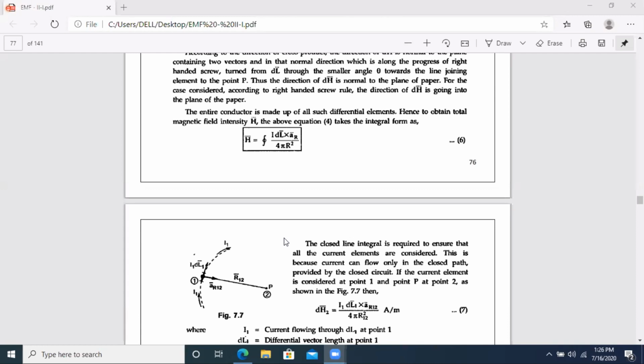All right. So if you notice, this is a closed integral, meaning no current will flow if the circuit is not closed, right?